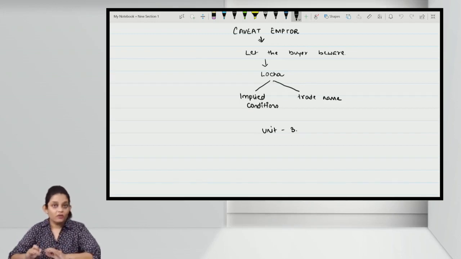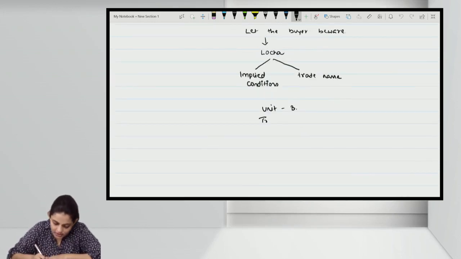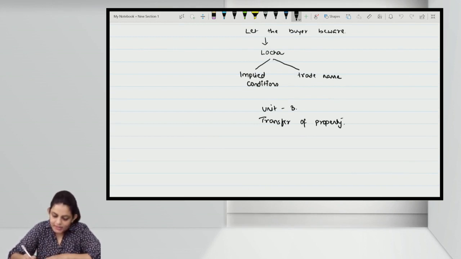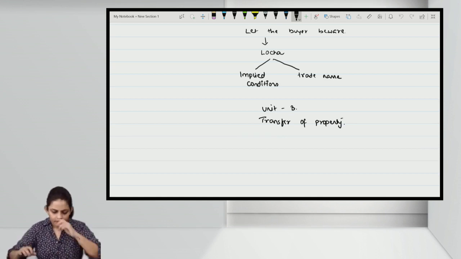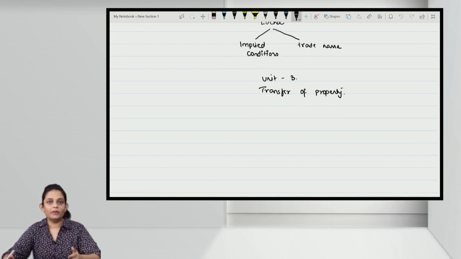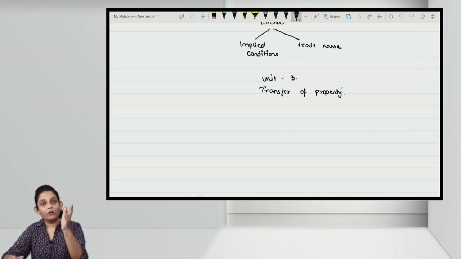Unit 3 of the Sale of Goods Act basically talks about transfer of property. In fact, you will find that almost all the topics in this unit are about transfer of property. So, when we say transfer of property, what are we basically talking about? We are talking about the ownership being transferred from the seller to the buyer, right? Along with the goods, the physical possession of the goods.